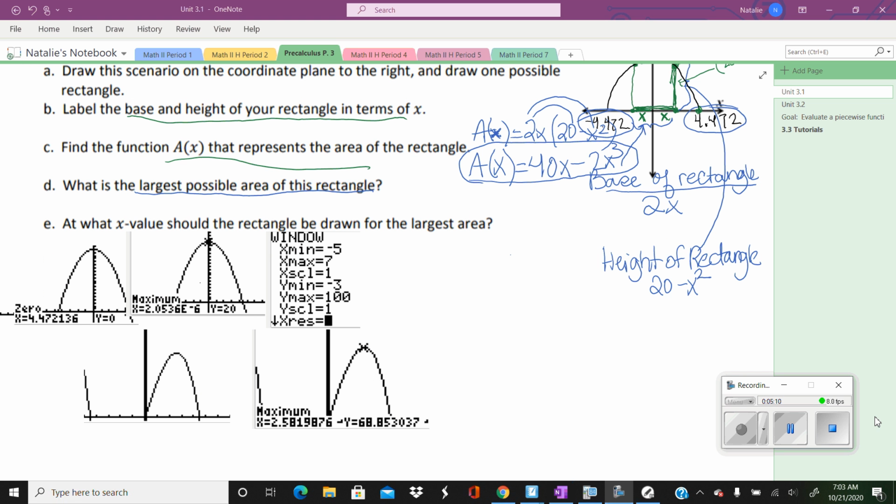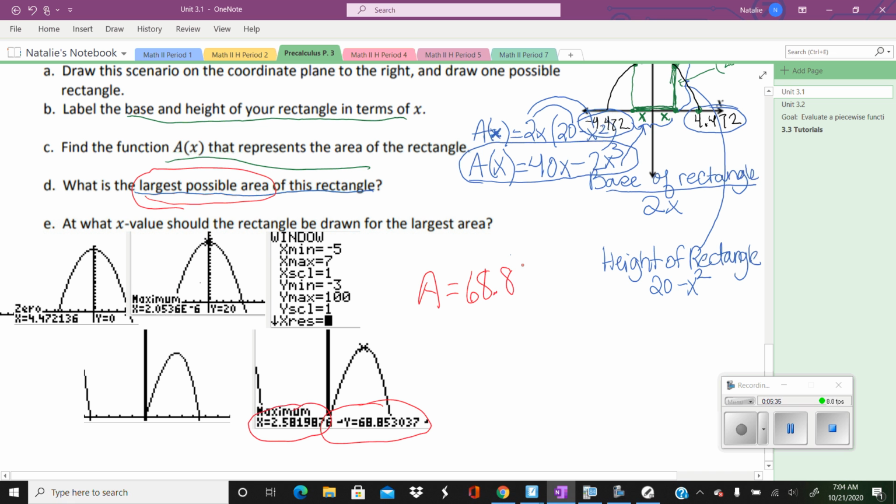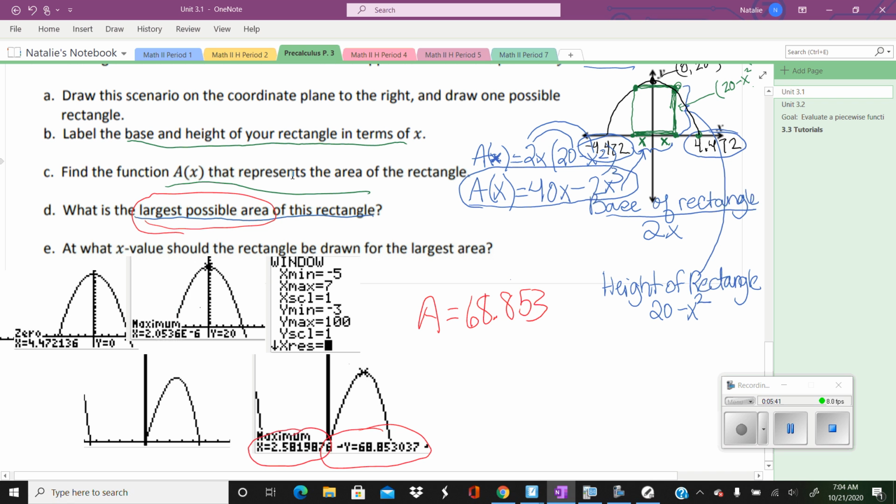In calculating the maximum, we can see here on our trusty little calculator, we have an x value of 2.581 and a y value of 68.853. And it's our job to interpret this. The largest possible area, now remember the output of the function gives us the area. So the maximum area will be 68.853. And do we have units here? Nope, no units. We're just going to say units squared. And that is because that is the maximum of our function. It actually is giving us the area. That's what this function actually does.